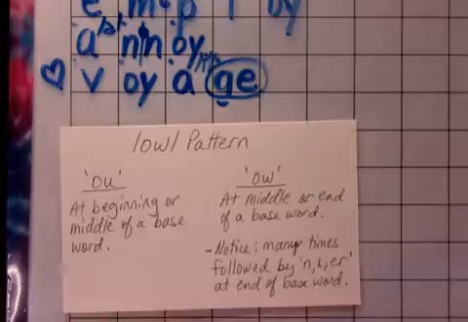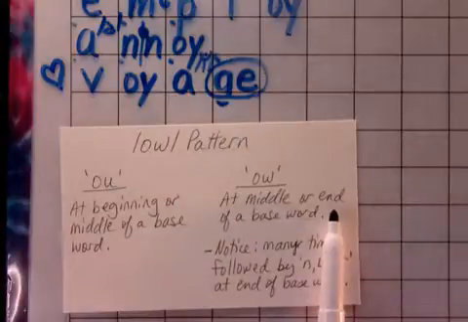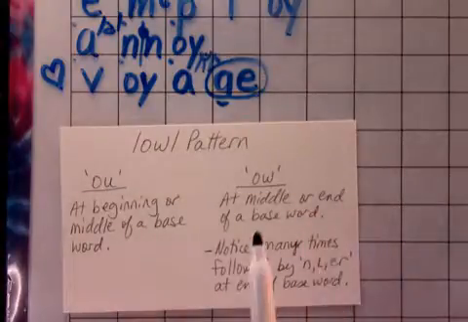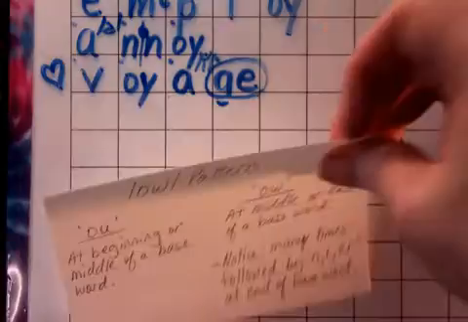The ow sound can be spelled with an OU at the beginning or the middle of a base word. Ow will be spelled with an OW mostly at the end of a base word, but it can be in the middle of the base word if it's followed by an N, L, or ER at the end. So let's take a look at our words.